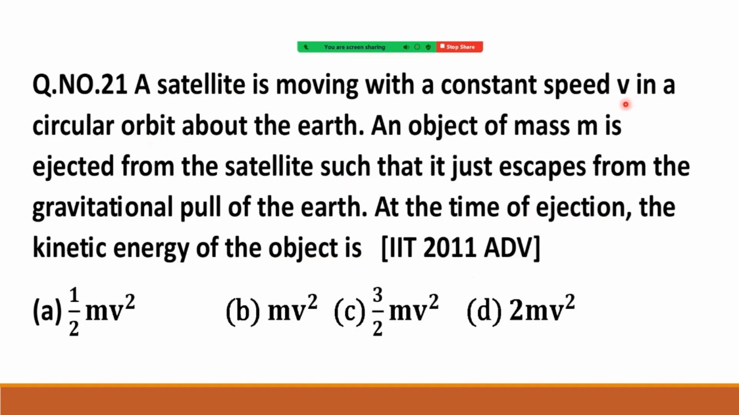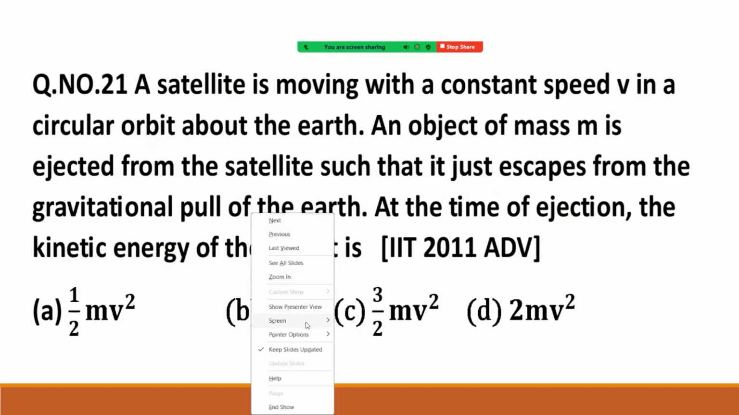Speed is given as v. Now the object is ejected from the satellite such that it just escapes from the gravitational pull of the Earth. We have to find the kinetic energy of the object. See how we are going to solve this one.